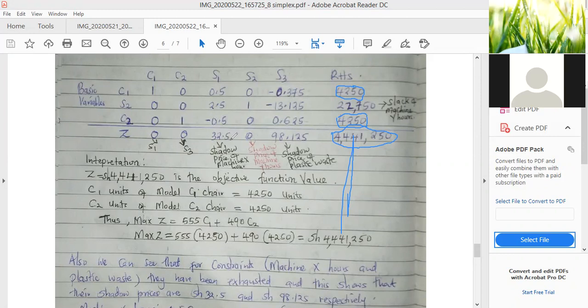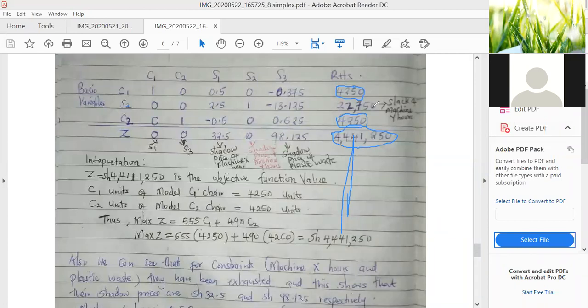The 32.5 is the shadow price for machine X hours because the S1 was corresponding to the first constraint, if you remember, that was about the machine X hours. Then the S2 was the corresponding slack variable for machine Y hours. And you can see we have a balance. This S2 here is equivalent to 22,750, meaning we have not exhausted.